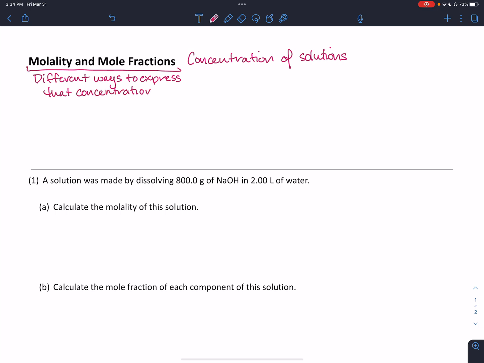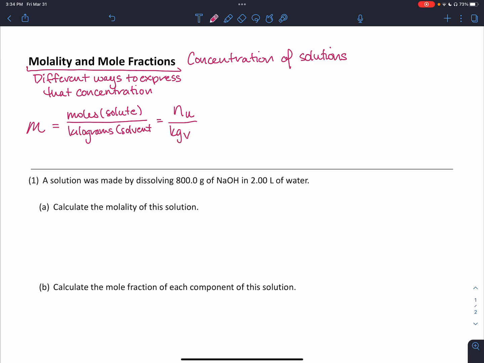Molality in particular is useful when we have solutions that are going to undergo some temperature change because it removes volume. So the molality of a solution is going to be equal to the moles of the solute divided by the kilograms of the solvent. So when I think about my formula here, I use the mole symbol of the solute divided by the kilograms of the solvent.